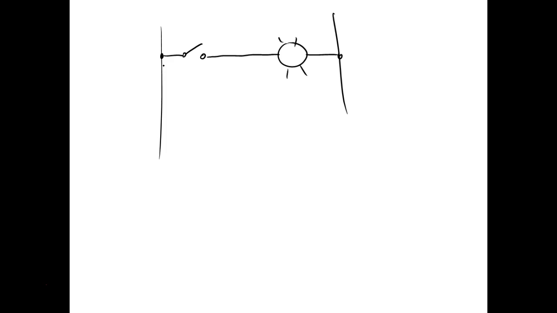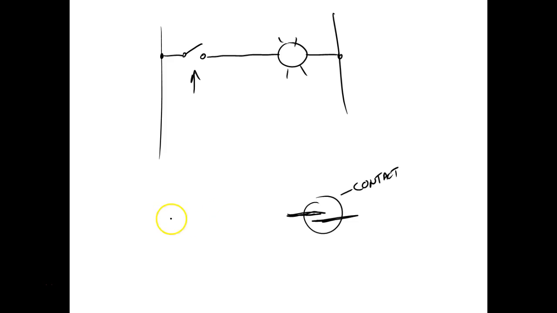Now, the way these things work is basically we're just taking two conductors and bringing them together. This right here would be what we call a contact, because it's the contact point between the two conductors.